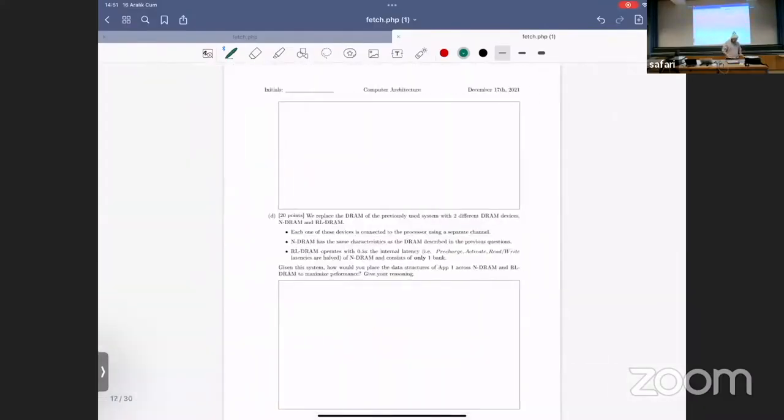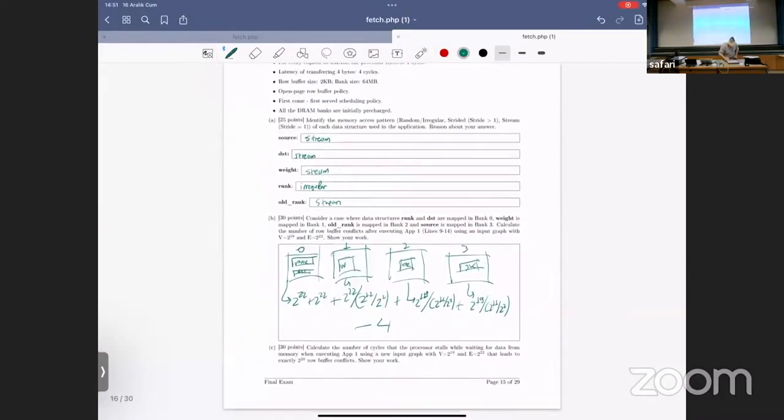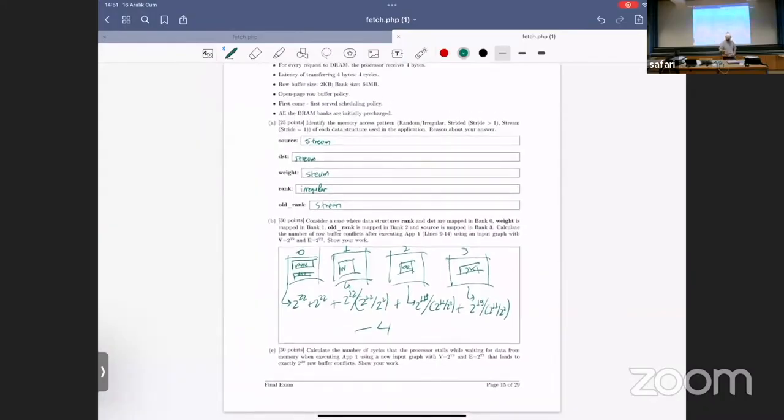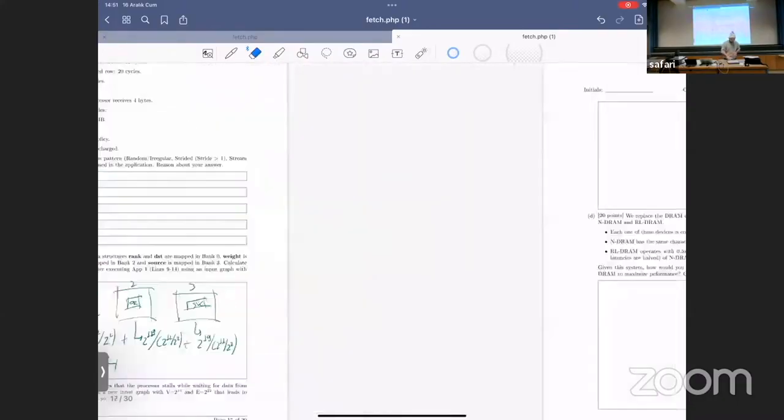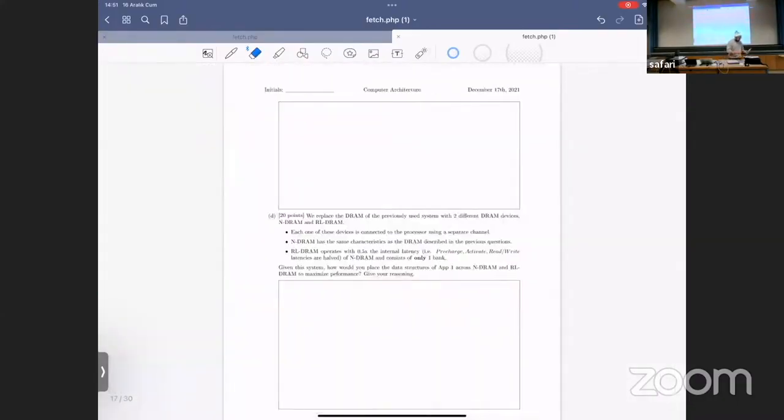So let's go to the second question. Does anyone have any question on this? No. Okay. We need to calculate the number of cycles that the processor stalls while waiting for data from memory when executing up1 using an input graph, which is the same input graph with 2 to the power of 19 vertices and 2 to the power of 22 edges, that leads to exactly 2 to the power of 20 row buffer conflicts. How are we going to think about that right now?